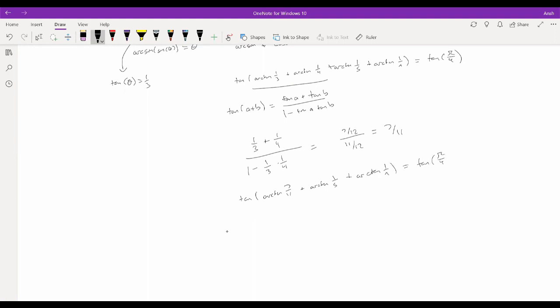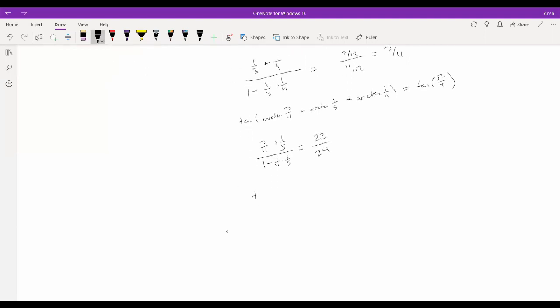So if you continue this, well, we can do the same thing with our next pair of numbers, 7/11 and 1/5. So we have 7/11 plus 1/5 over 1 minus their product. And this yields us 23 over 24. So now all we have left are arctan of 23/24 and arctan of 1 over n. And we know that the tangent of these should be equal to tangent of pi over 4, which is 1.